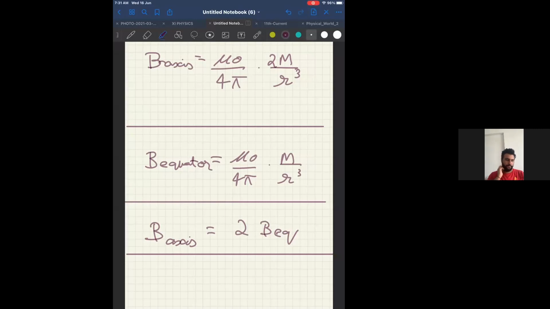What does that B denote again? Magnetic induction. And the unit of this will be tesla or weber per meter square.